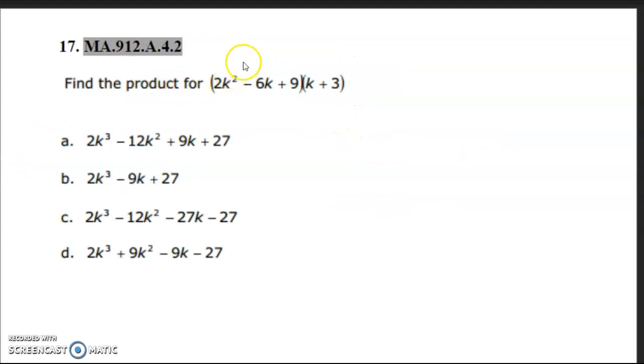All right, number 17. So earlier in the video, I talked about why FOIL doesn't work, and this is an example of it. Because we don't have first, outer, inner, last, but the rules, if you do the distribution method, they work for this as well. So we are going to distribute that 2k squared to everything in here first. Let's go ahead and do that. 2k squared times k is 2k to the third, because remember this one is a little exponent. 2k squared times 3 is 6k squared.